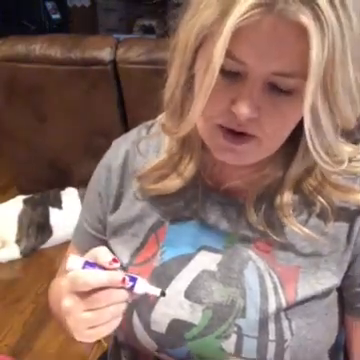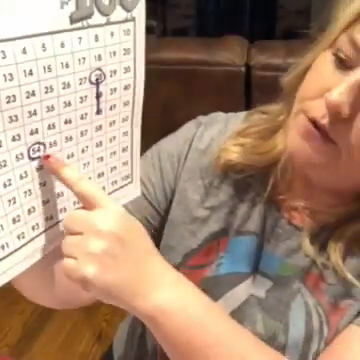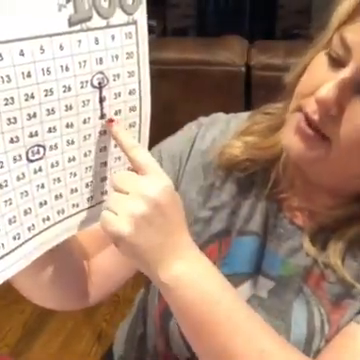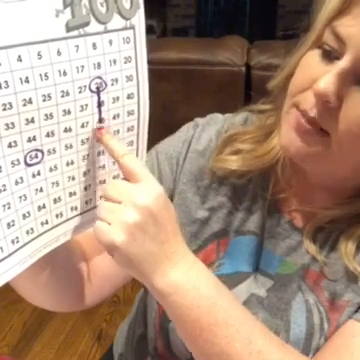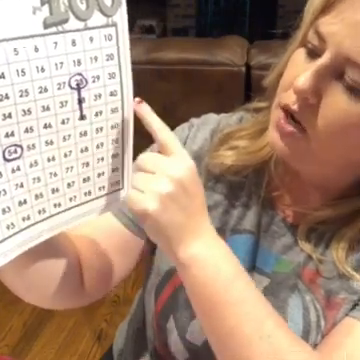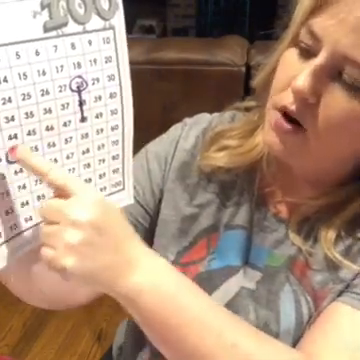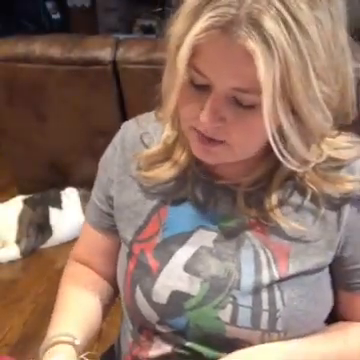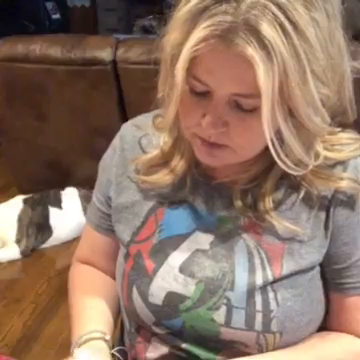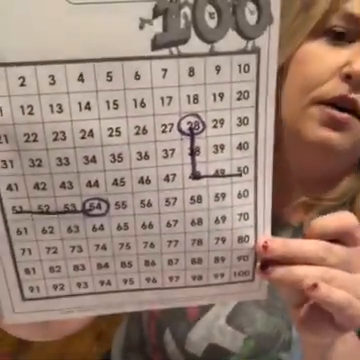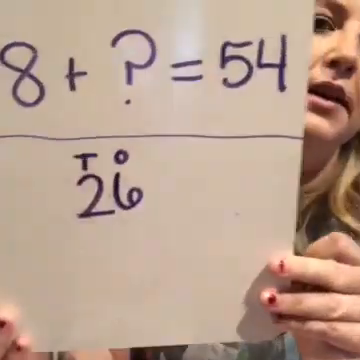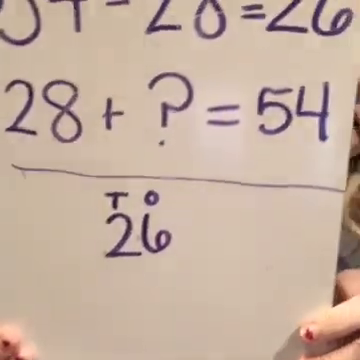Now I have to see how many am I going to go backward to get to 54. So I'm going to start on 48, and I'm going to go forward to see how many I can get to 54. So I'm going to go 1, 2, 3, 4, 5, 6. So it took me 6 jumps to get to 54. So that means there should be a 6 in the ones place, giving me once again the answer 26.